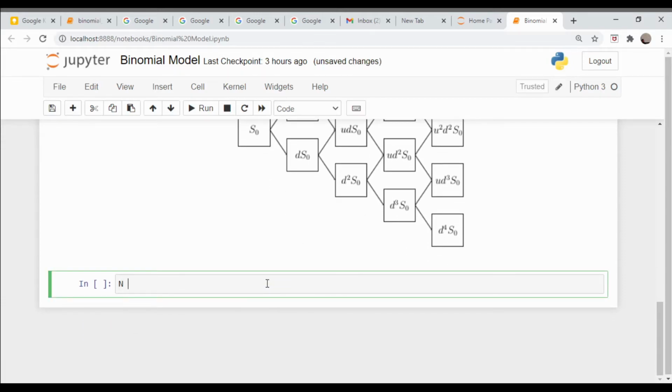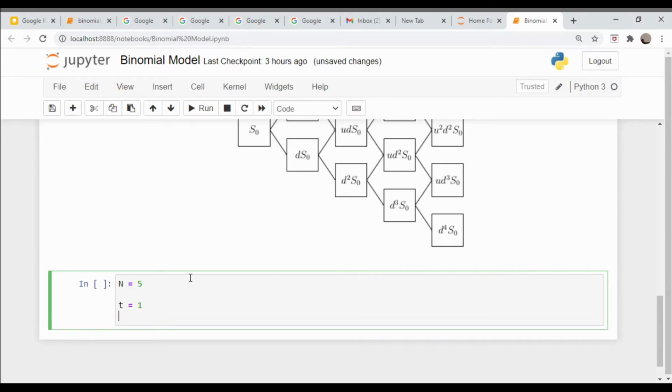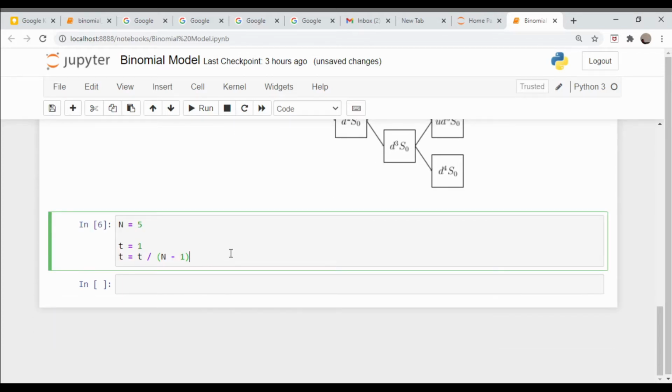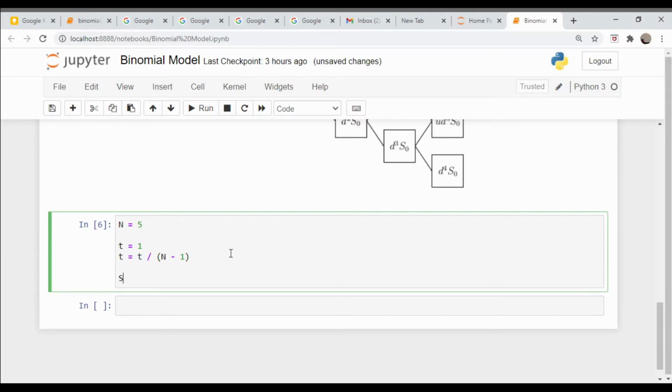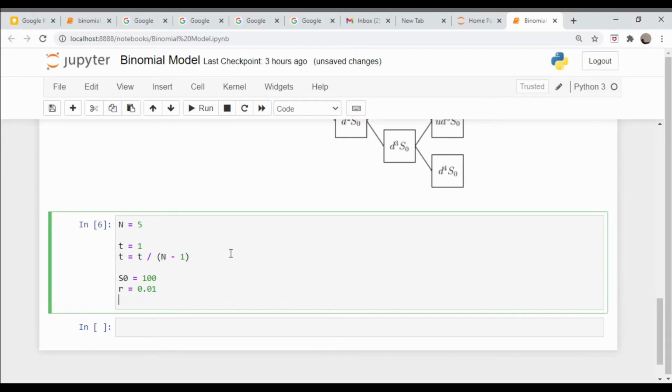So I'm going to say n is equal to 5. I'm going to say t is initially equal to 1 year, the total length here. So the time step is going to be equal to t divided by n minus 1. No typos. So just as before, let's set our initial stock price S_0 equal to 100. We'll take the risk-free rate again being equal to 1%.